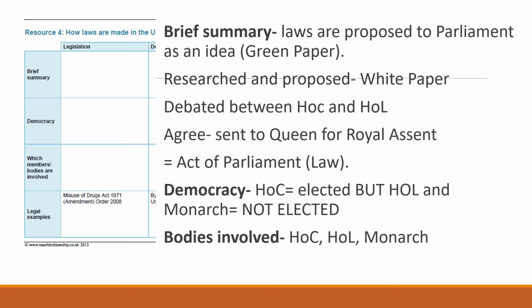When we look at democracy, is it a democratic process? Well, yes, it is, because the House of Commons do it, but the House of Lords and the monarch are not elected, so that bit is non-democratic. However, remember that the House of Commons can push through a law even if the House of Lords disagree, because they are elected and we live in a democracy. The bodies that are involved are the House of Commons, the House of Lords and the monarch.